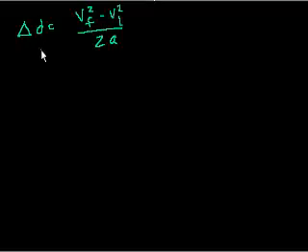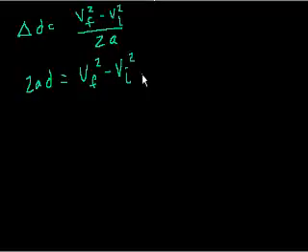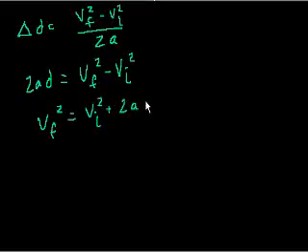If we assume that we always start at distance equal to 0, the initial distance is always 0. But we could write 2ad, multiplying both sides by 2a, is equal to Vf squared minus Vi squared. Or you could write it as Vf squared is equal to Vi squared plus 2ad. And I don't know what your physics teacher might show you or what's written in your physics book, but one of these variations will show up in your physics book.